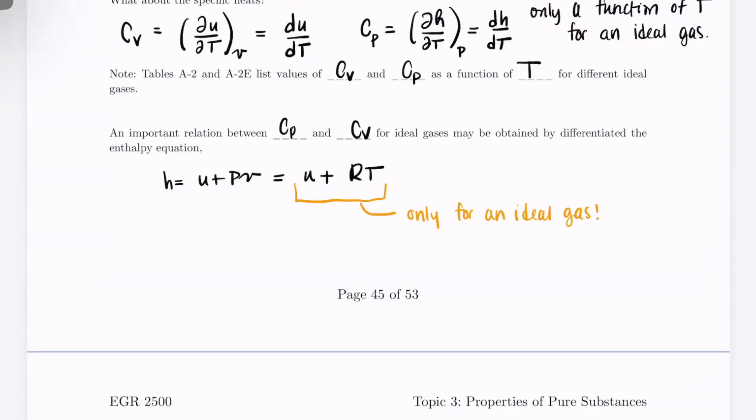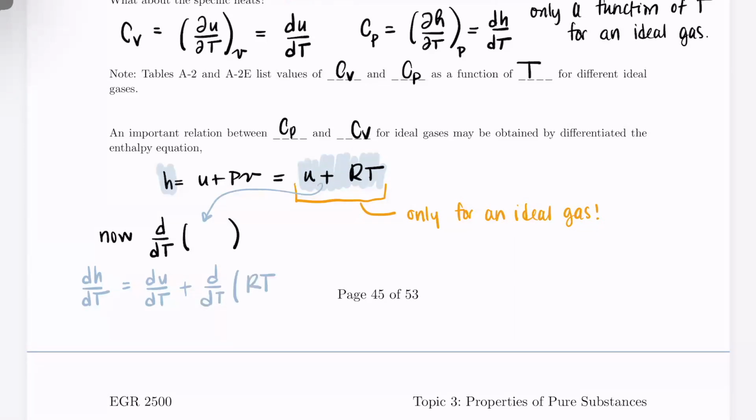Now we're going to take the derivative relative to temperature. This whole equation, I'm going to put this whole equation into here. All right, so what I get is the following. So I have dH/dT is equal to du/dT plus d/dT times RT.